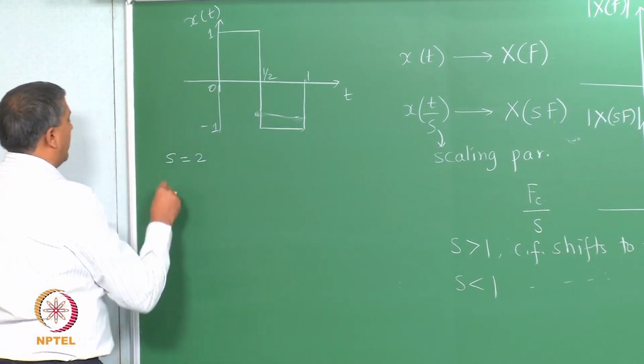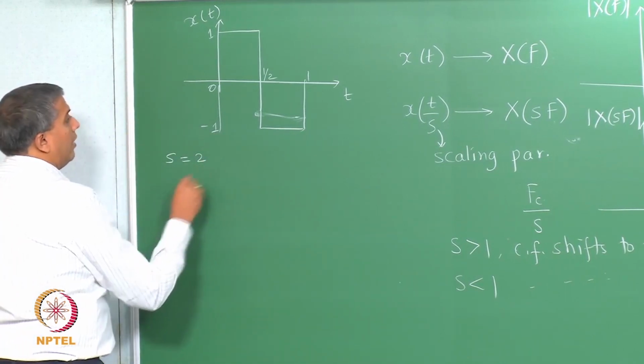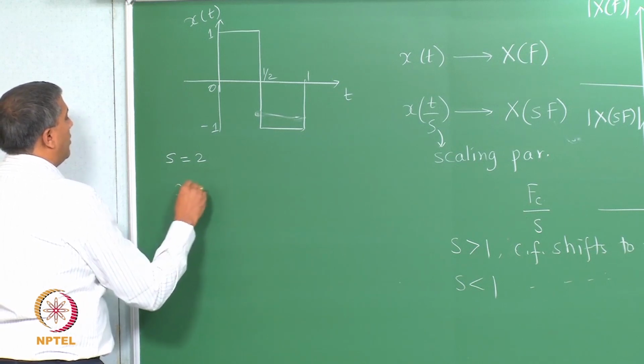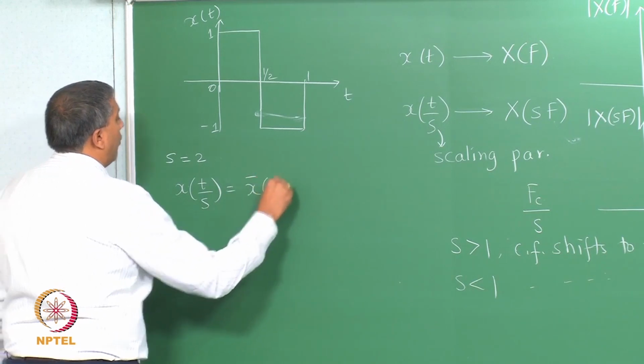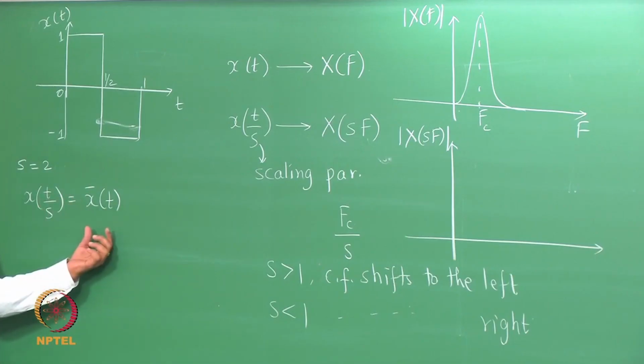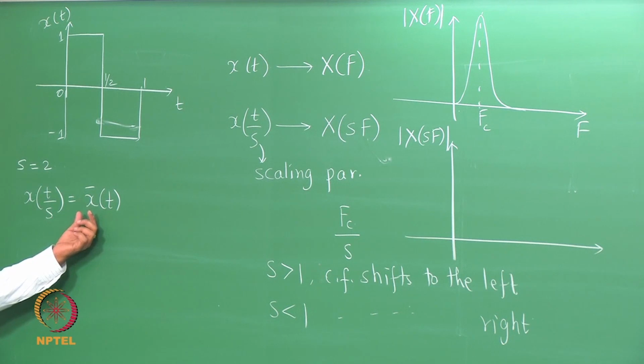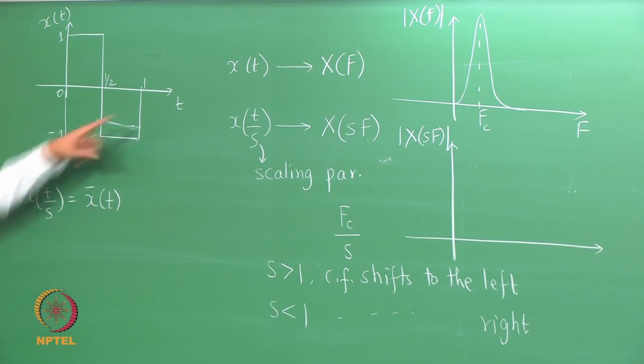Why does it get stretched? To see why it gets stretched, define this x of t over s as some x bar of t, just to understand what is happening. So, this is a new signal x bar of t, we have just introduced a notation which is related to this x of t through this relation x of t over s.